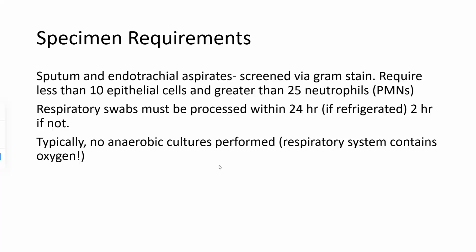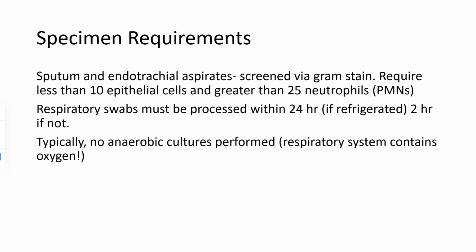Respiratory cultures. So sputum would be a deep spit. So you would have to really work up the spit from the lungs as deep as you can get that spit to come up. And endotracheal aspirates are common specimens that are received. They are screened using a gram stain. And we screen them not necessarily just looking for the presence of bacteria, but also to ensure that they're meeting the requirements to work up the culture. It's required that there are less than 10 epithelial cells and greater than 25 neutrophils, also known as PMNs, in order to work up the culture.